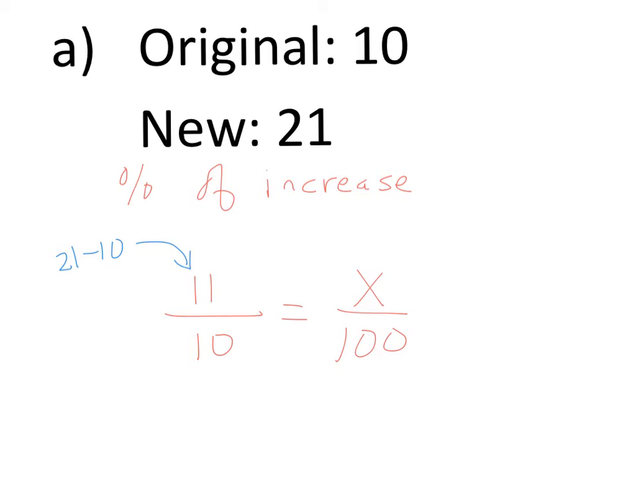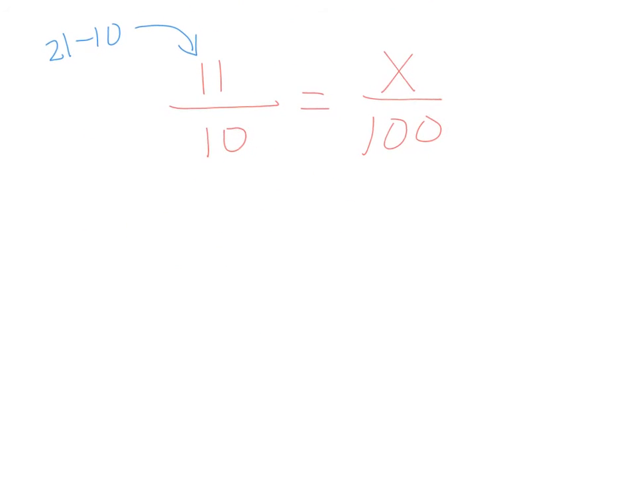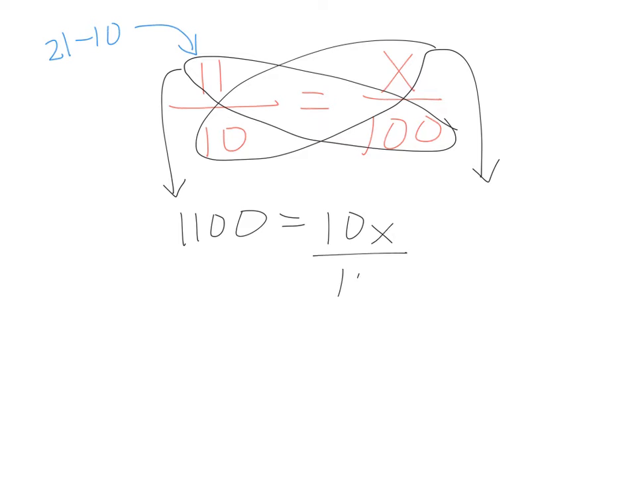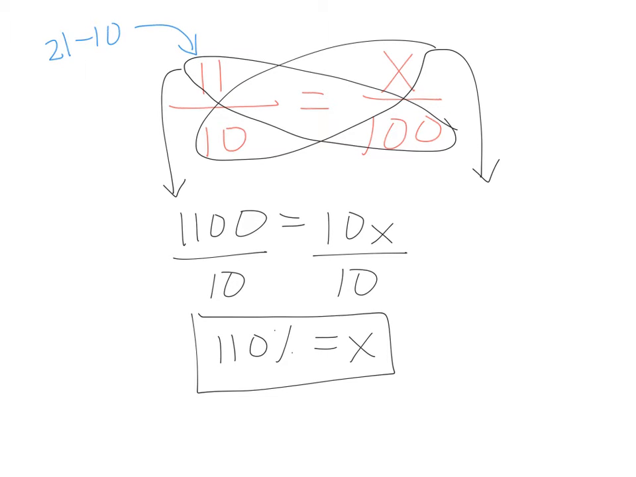Now, once you have this proportion, it's just a matter of cross multiplying and solving. All right, so I'm going to take 100 times 11 and get 1,100 equals 10 times x, 10x. Divide by 10, just solving my equation now, and I end up with 110%. And that's going to be my final answer.